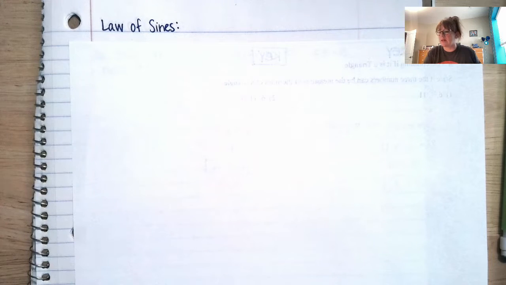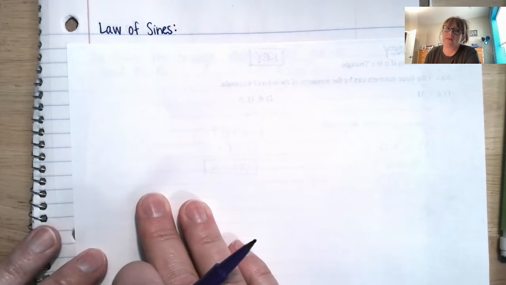Hi guys. Okay, so we're going to be doing law of sines and cosines. So far we've done trigonometry with right triangles, but we can use trig with non-right triangles. In order to do so, we need to be using the law of sines and cosines. So first, let's talk about law of sines.